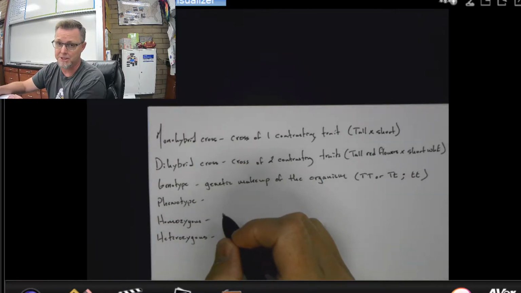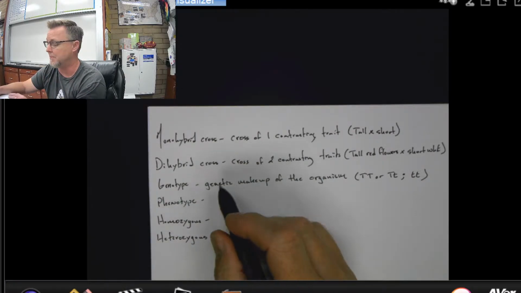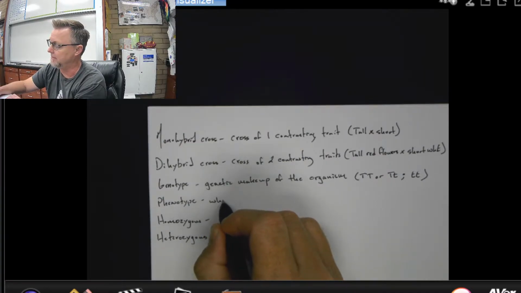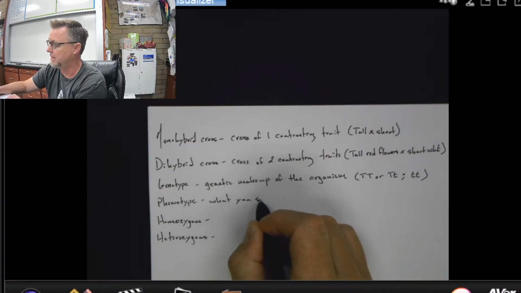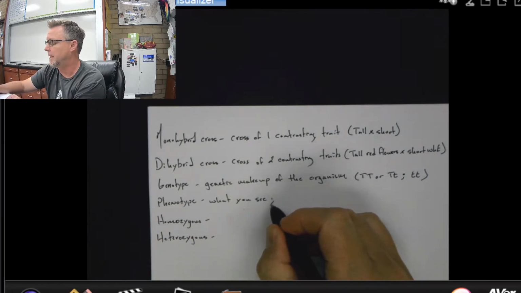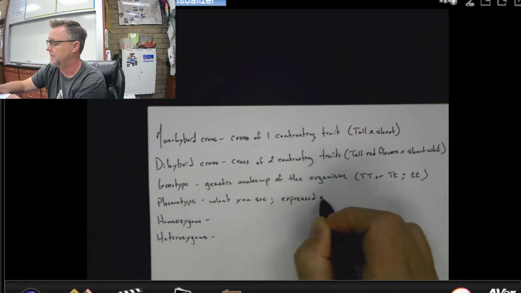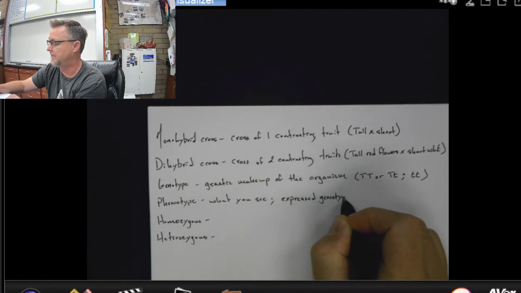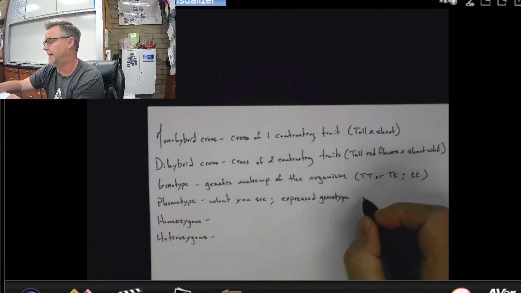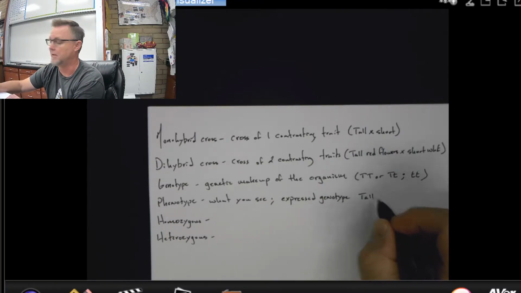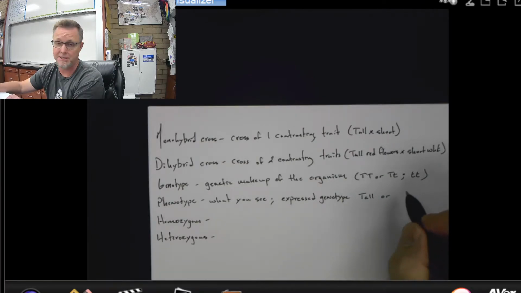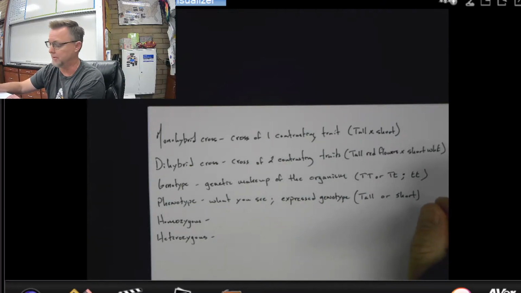Your phenotype is what you see in the mirror. So it's what is expressed. So you could say what you see, okay? Or you could say it is your expressed genotype. So if I had a tall plant that was big T, your phenotype would be tall. Or if you were little t, you would be short. So I'll just write the words, tall or short.